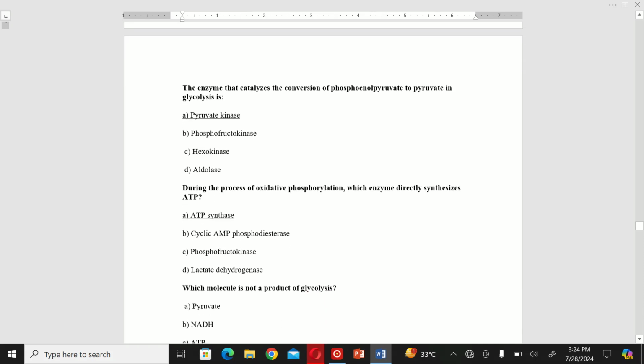The next MCQ: the enzyme that catalyzes the conversion of phosphoenolpyruvate to pyruvate in glycolysis is A. Pyruvate kinase, B. Phosphofructokinase, C. Hexokinase, and D. Aldolase. So the correct option is A.